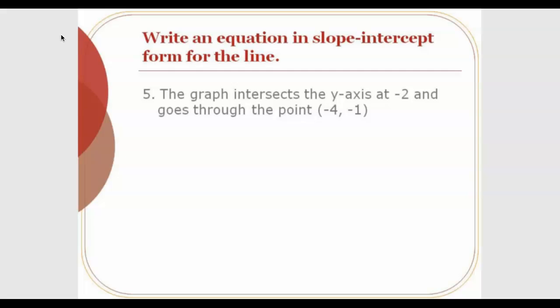We can write equations of lines being given information. So it says the graph intersects the y-axis at the point -2 and goes through the point (-4, -1). If it intersects the y-axis, then that is my y-intercept. So that means that is the ordered pair (0, -2).